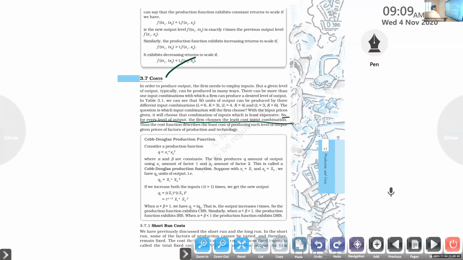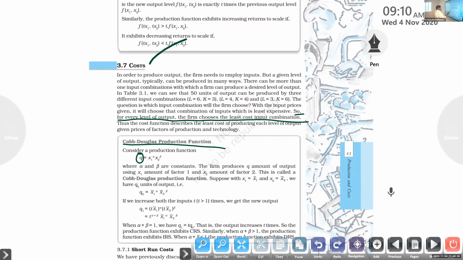Now you can see the Cobb-Douglas production function. Consider the production function Q equals x1 to the power alpha, times x2 to the power beta. Here alpha and beta are constants; the proportions are constant, not changing. The first situation: the firm produces Q amount of output.